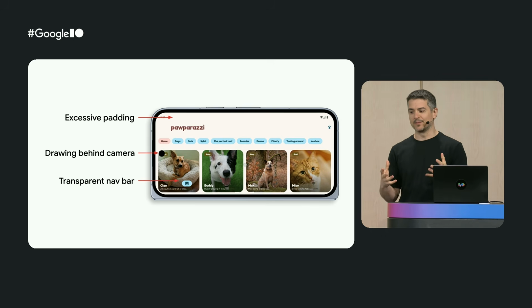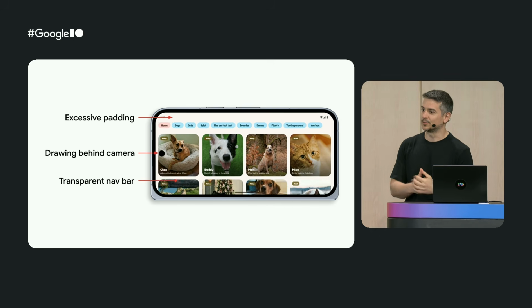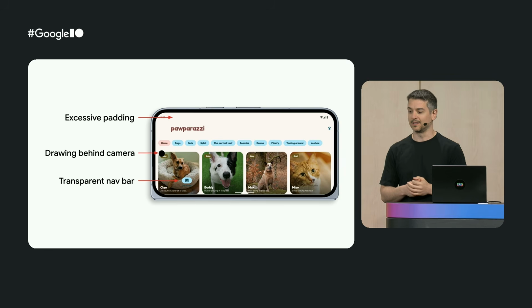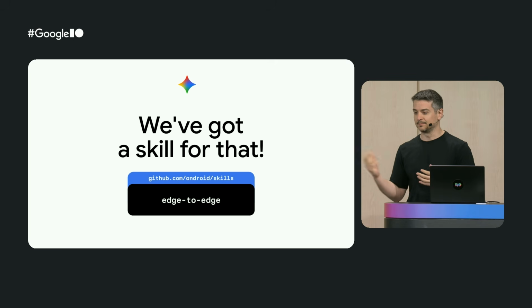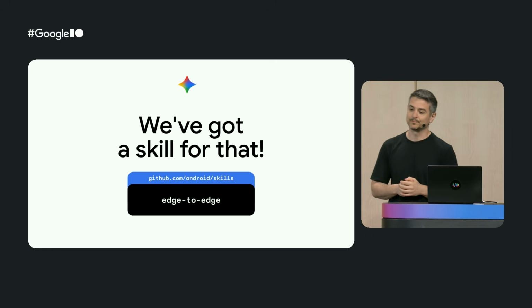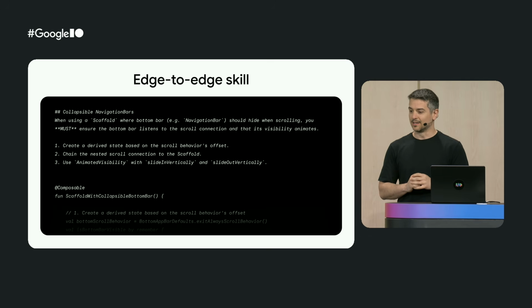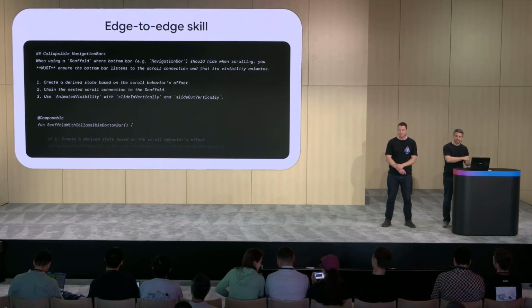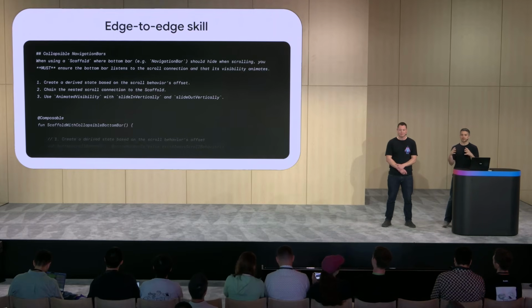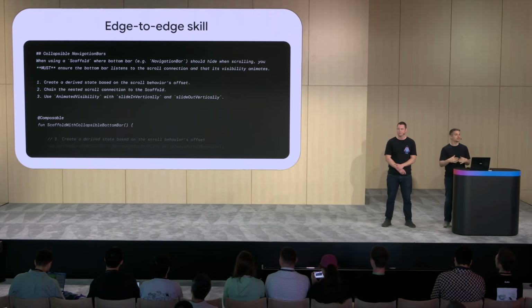It's almost as if the model didn't have the skills to go edge to edge, which come with the new APIs. And you're not going to believe this, but there's an edge to edge skill. Combining this one and the adaptive skill, you'll be able to implement collapsible top and bottom bars. And of course, it includes all the basics of edge to edge, including troubleshooting and what not to do. So let's install the skill and go edge to edge.